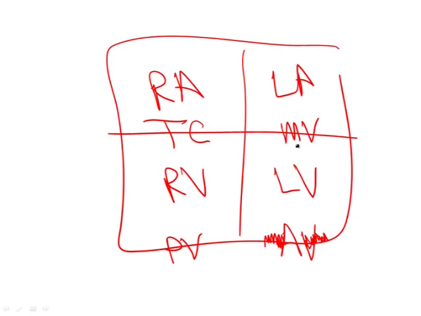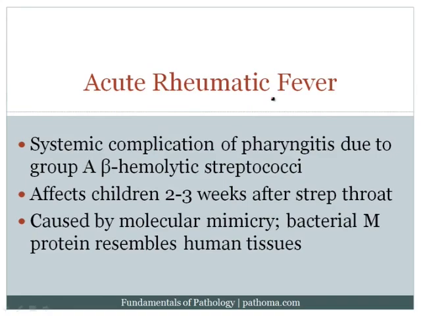The other possibility would be that you can get regurg of the valve. For example, if you had mitral valve regurg, that would allow backflow across the valve. And so these are the two types of pathologies that are going to arise as we move forward in our discussion. The very first topic that we want to cover is acute rheumatic fever.